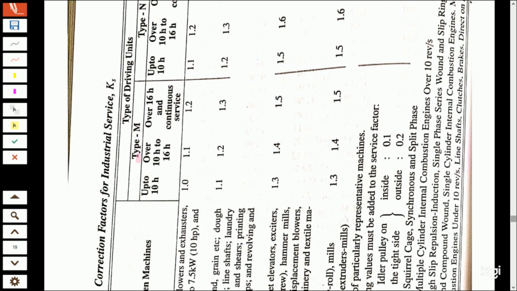If they have not specified anything like that, definitely it's our choice to select. So in this question I am going to select type M and over 10 hours to 16 hours. This is the selection I am going to make. For that the corresponding value is 1.2. This is how I am going to select. Suppose they have specified any operating or service conditions, you have to consider those for the selection. So this is how we select the value of Ks. That part is okay.